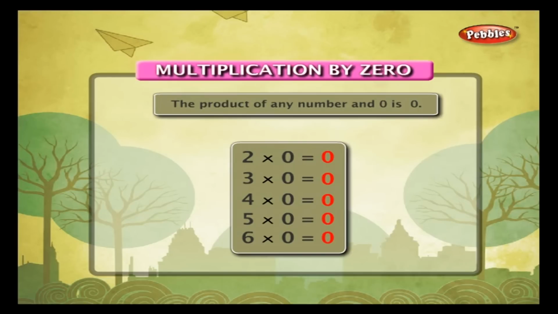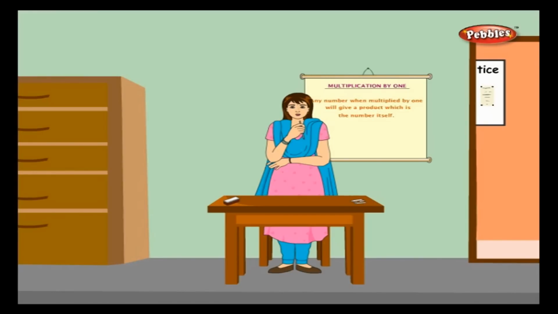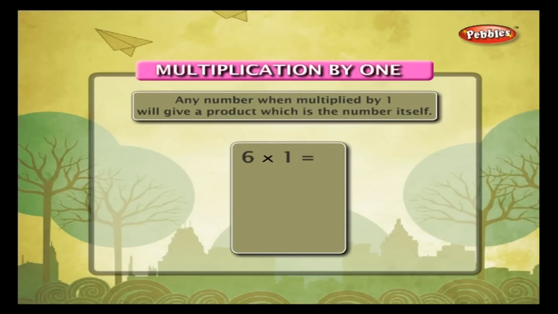And so on. Multiplication by 1. Any number when multiplied by 1 will give a product which is the number itself. For example, 6 into 1 will give you 6. 7 into 1 is equal to 7. 4 into 1 is equal to 4. 1 into 1 is equal to 1. 9 into 1 is equal to 9, and so on.